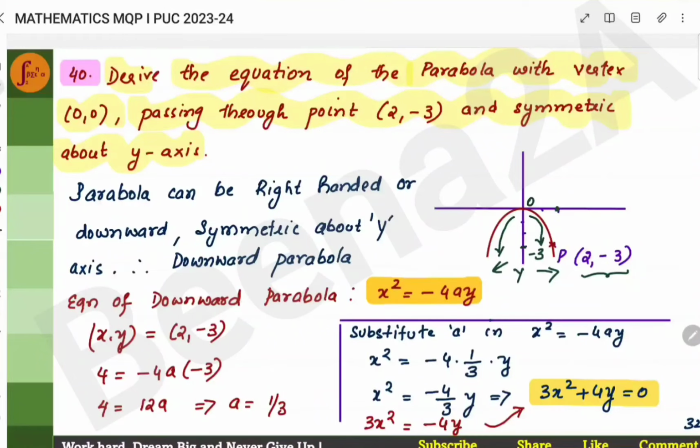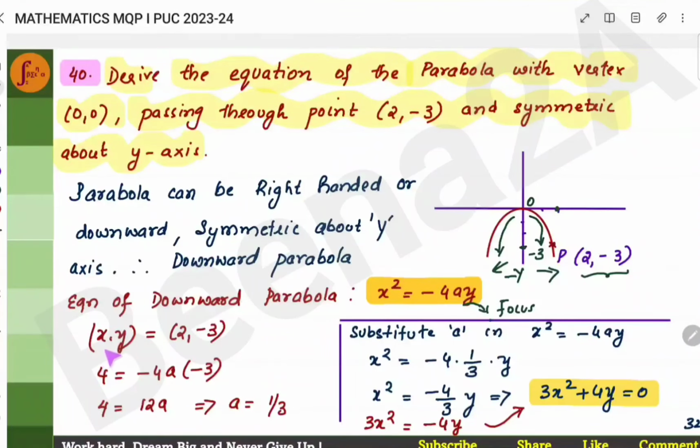This is the negative y-axis. Therefore, you have a minus here, right? And the focus is going to be on the y-axis, because the parabola is symmetric around the y-axis. So the focus is on the y-axis. Therefore, this is going to be x square is equal to minus 4ay.